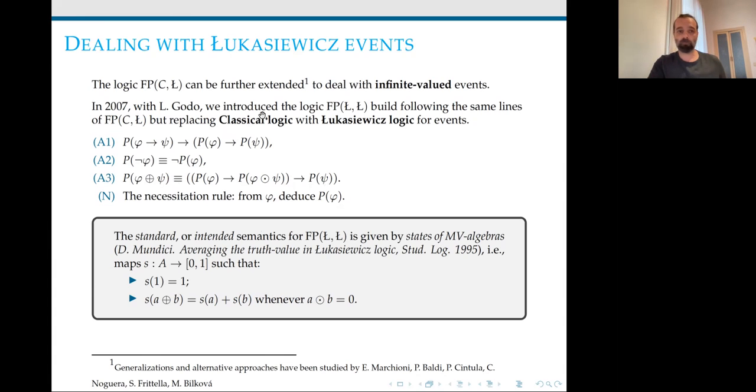We have to say that the idea of using this two-layer logic has been used quite a lot in the last years. In particular, there are several works in this direction made by, for instance, Enrico Marchioni, who started working also with me and Luis on this topic, but also Paolo Baldi, Peter Cintula, Carlos Noguera. And in the last years, also Sabine Frittella and Marta Vilkova started adopting this general strategy to, for instance, define very general uncertainty measures on non-classical logic for events, okay?